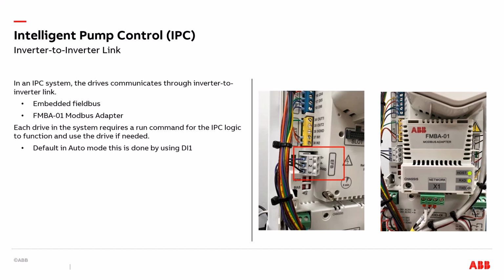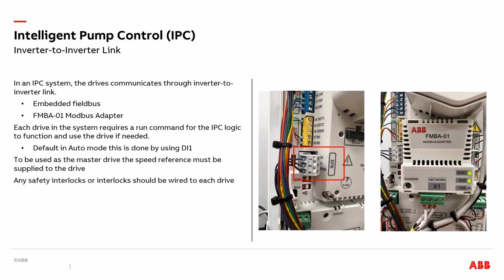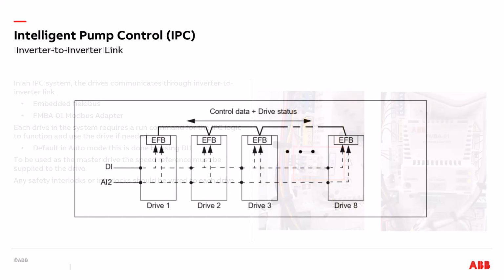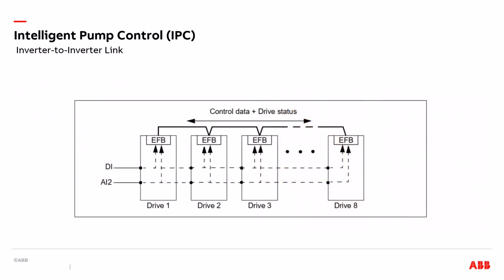It's done by using DI1. To be used as a master drive, the speed reference must be supplied to the drive. Any safety interlocks should be wired to each drive. Inverter to inverter link is done through the embedded fieldbus, and that's where control data and drive status is sent back and forth between the drives.